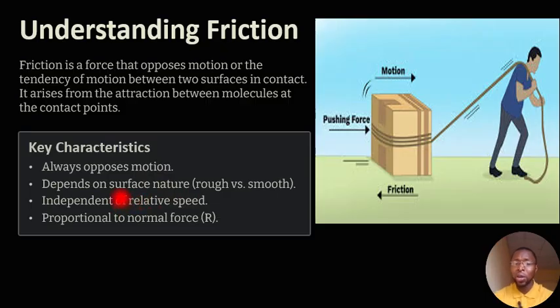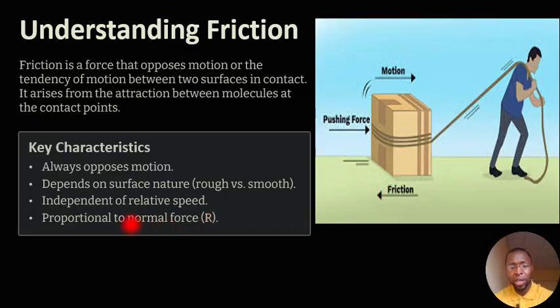Number three, friction is independent of relative speed. That is, friction does not really depend on the speed between the two surfaces in contact. Whether the speed between the surfaces is high or low does not change the nature of the friction. If the friction is high, it's high. If the friction is low, it's low. It's not affected by the speed at which the object is moving over the other object.